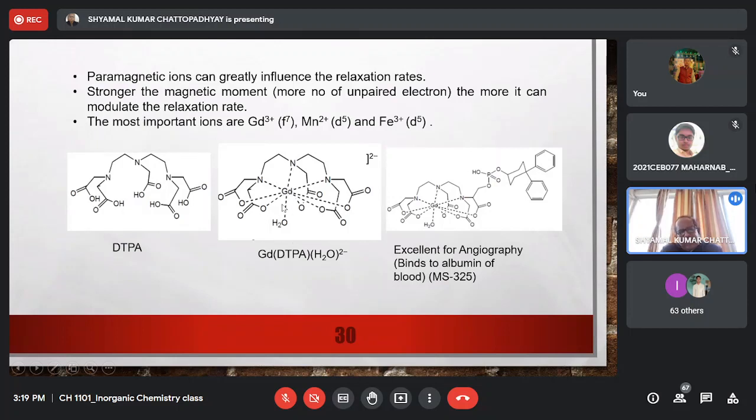And this water is very important, because this coordinated water will undergo exchange with the water of your organ or of your tissue, and it will increase the influence of gadolinium on the relaxation process. So you require some coordinated water for an influential contrast agent. That's why this kind of metal complexes are used, where we have a coordinated water.